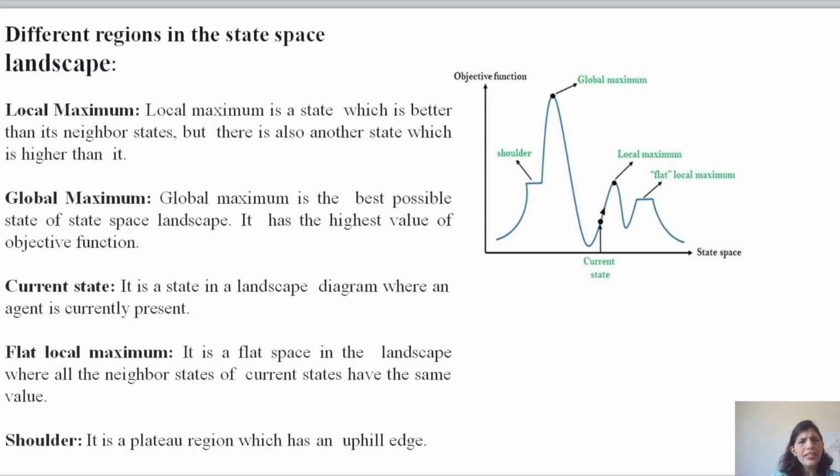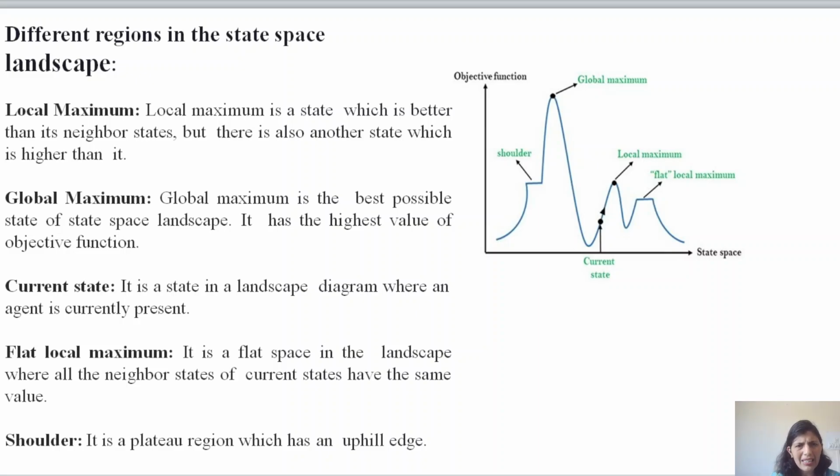Next, the different regions in the state space landscape. The first one is the local maximum. As the graph is visible to you here, it means we have some value in our surroundings. It may be the maximum from the surroundings, but it may not be the best and biggest of all values, meaning it is not a global maximum. It is the local maximum. It is the maximum value within the given set. It may be a lesser value if we compare with the whole set or another set.